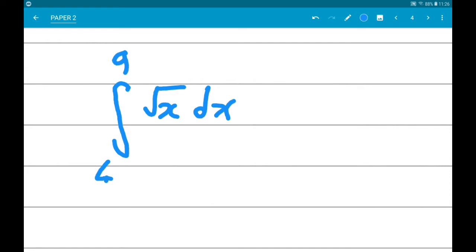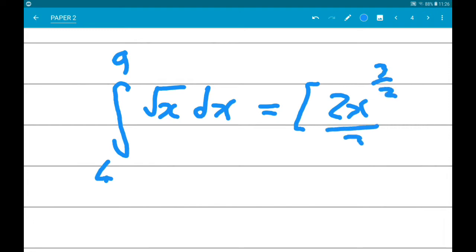So, root x is x to the 1/2. So that integrates to x to the 3/2, and then we divide by the new power. So we get 2x to the 3/2 over 3, between 4 and 9.